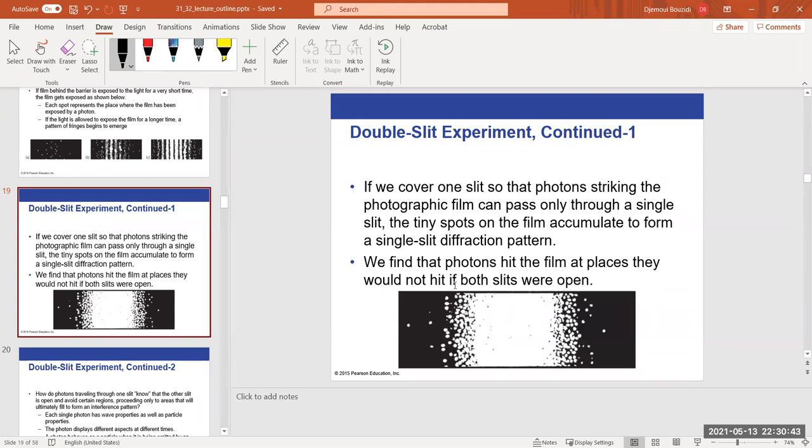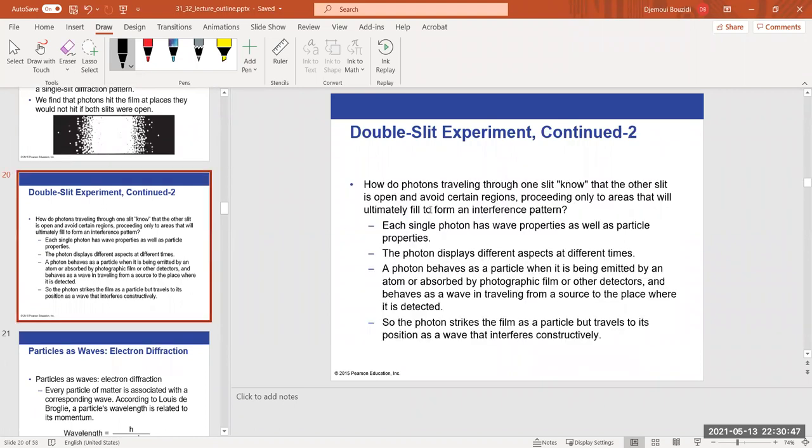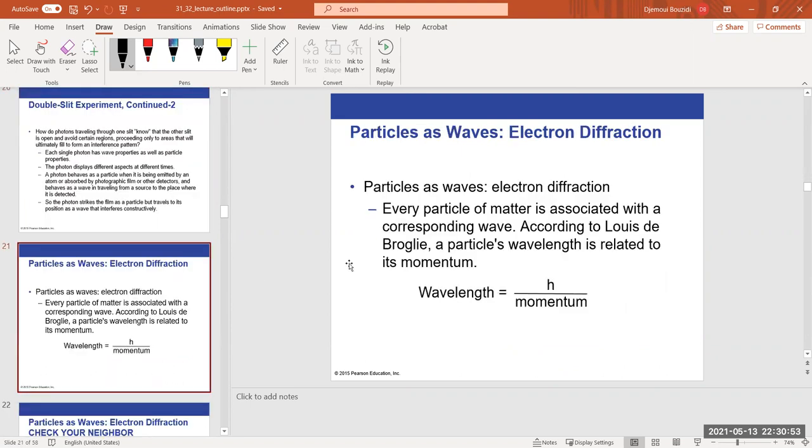Suggesting that there is no interference because you only have one source, okay? So that is the whole point of the double slit experiment. Again, particles as waves.